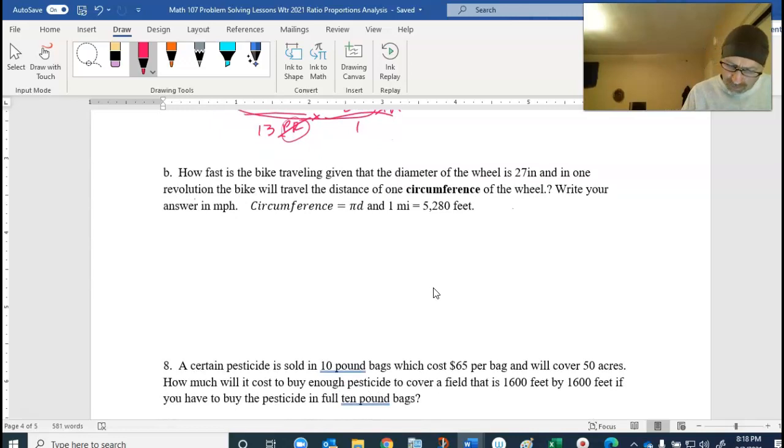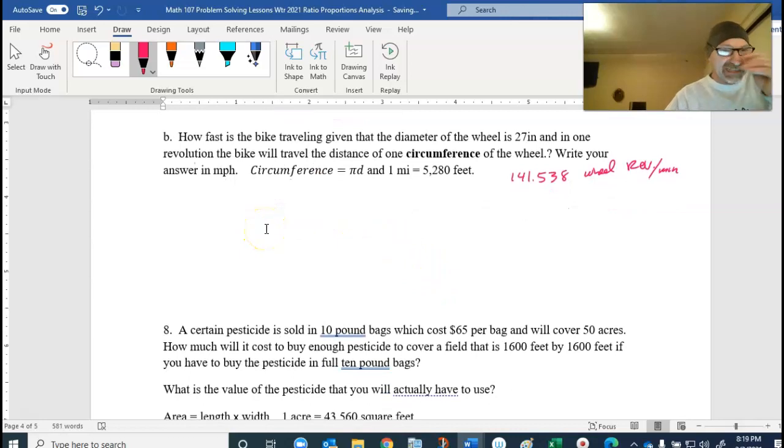Now let's take a look. I'll just write that: 141.538 wheel revolutions per minute. And we can just talk about revolutions per minute because this isn't going to talk about the pedals anymore anyway. So it asks now, how fast is the bike traveling given the diameter of the wheel is 27 inches, and in one revolution, the bike will travel the distance of one circumference of the wheel. It says write your answer in miles per hour. So we want our answer over here to be miles per hour. Okay, so miles over hours.